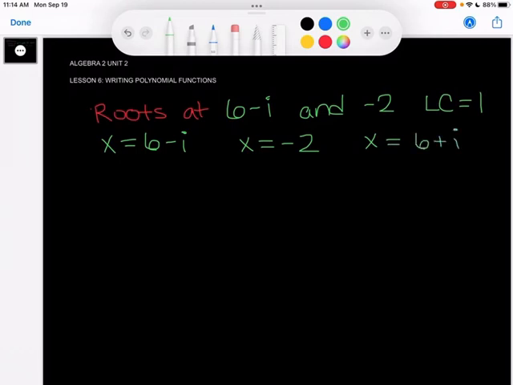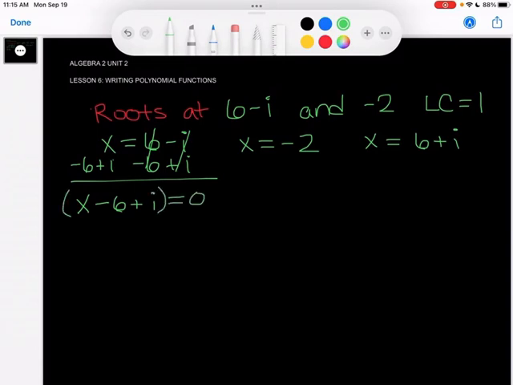Okay, and now I need to get each of these equal to 0 to get factored form. So to get the first one equal to 0, I'd subtract 6 and add i to both sides, so that it's 0 on that side, and then end up with x minus 6 plus i equals 0. So that's a factor. The next one, I just add 2 to both sides. So x plus 2 is another factor. And then on this one, I'd have to subtract 6 and subtract i. So I get x minus 6 minus i equals 0.